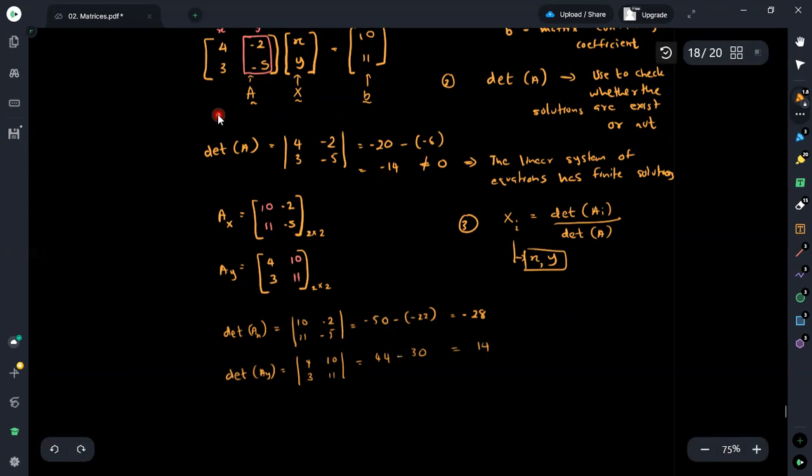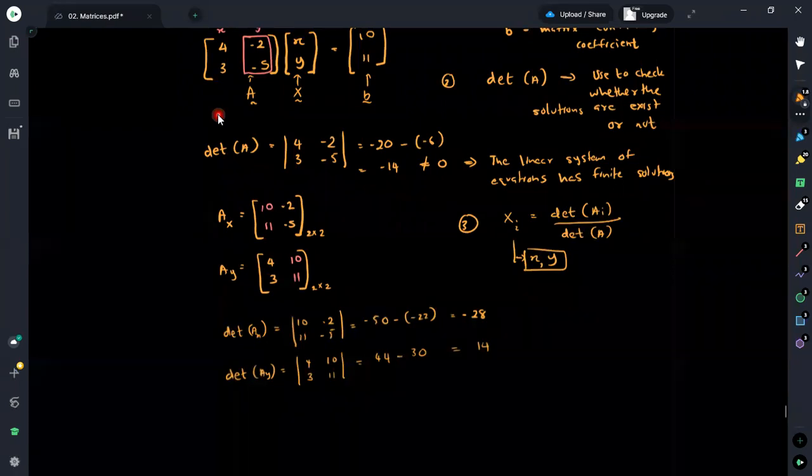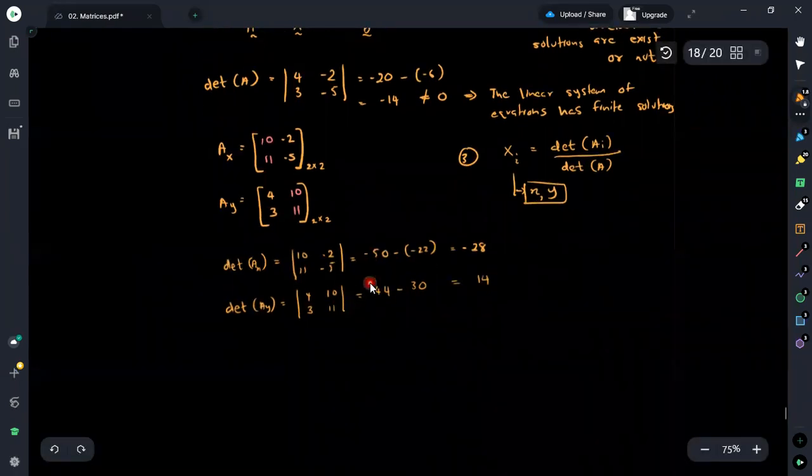Now we can obtain the answers using this equation. Instead of xi, I will directly write x and y respectively. Therefore, we can obtain the answers for x and y. X is equal to the determinant of AX divided by the determinant of A. This leads to minus 28 divided by 14 equals minus 2, x equals minus 2.